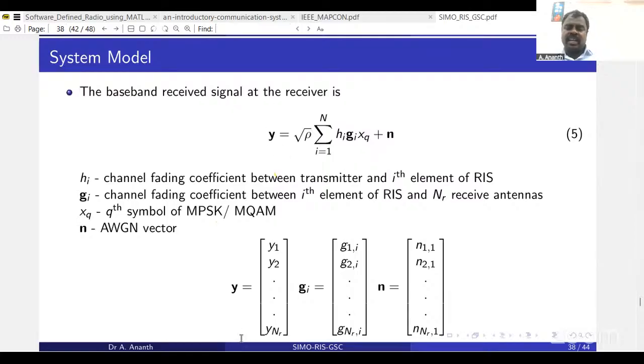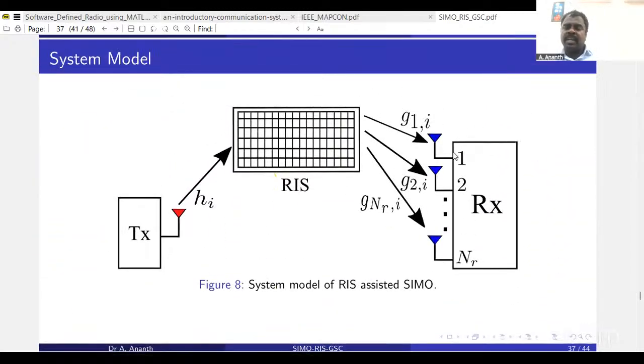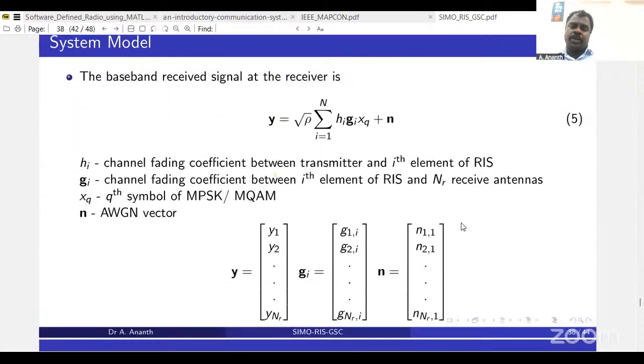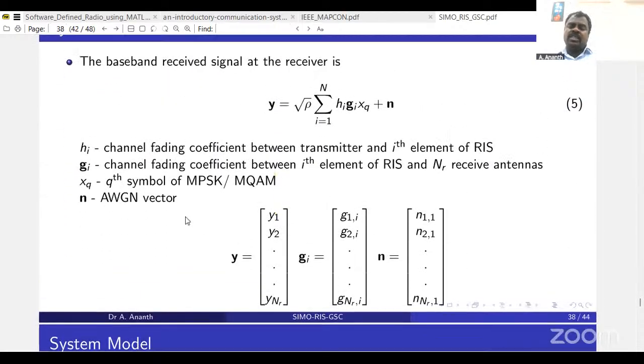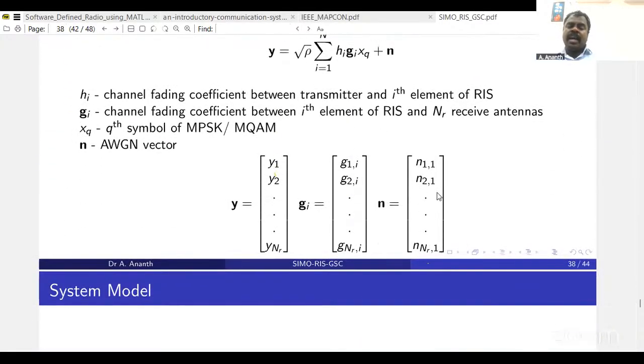Here Y is a vector because we have NR number of receiver antennas. Whatever signal is received at a time by the first antenna, let it be Y1, the signal received by the second antenna, Y2, and the signal received by the NR-th antenna, Y_NR. That's why we can write Y1, Y2, Y3 in vector form. Similarly, g_1i is the channel fading coefficient between the first receiver antenna and the i-th element, where i can be 1, 2, 3, 4 up to N. Similarly, g_2i is the channel fading coefficient between the second receiver antenna and the i-th element, and so on. So g also is a vector of this form, and n is a vector of this form. All are NR dimensional.